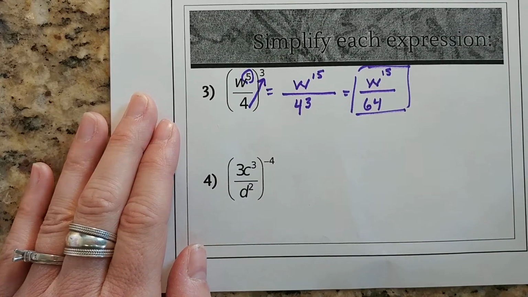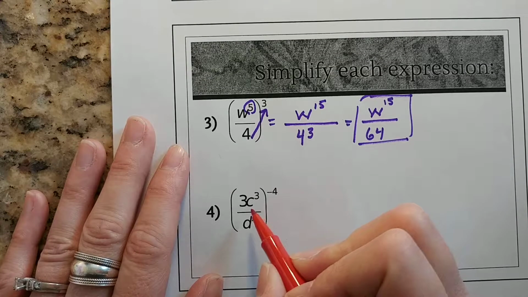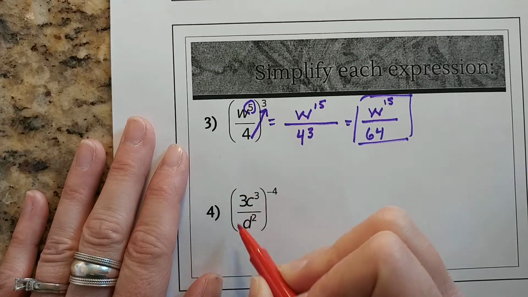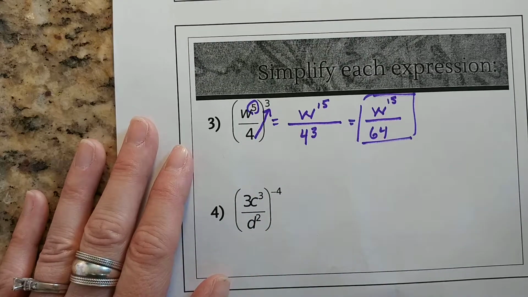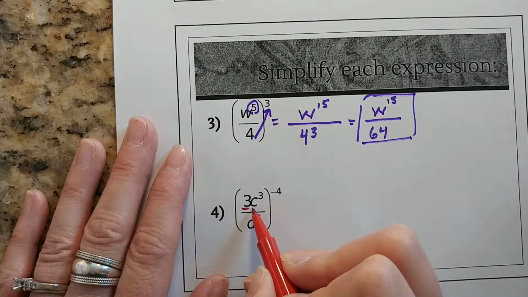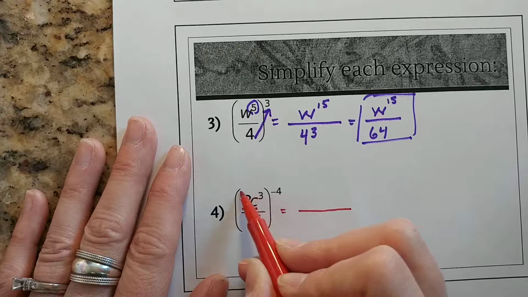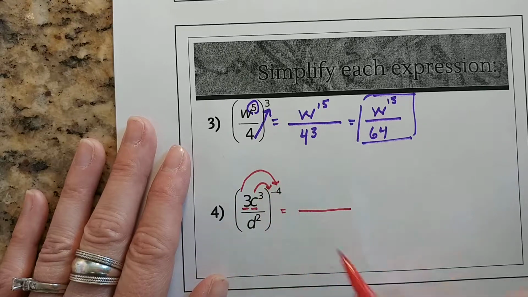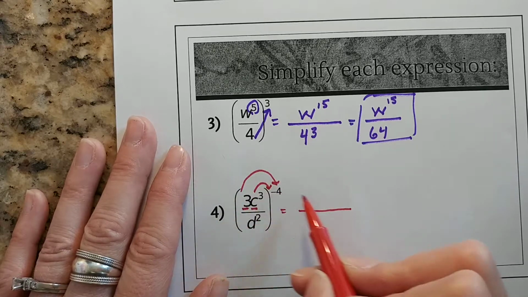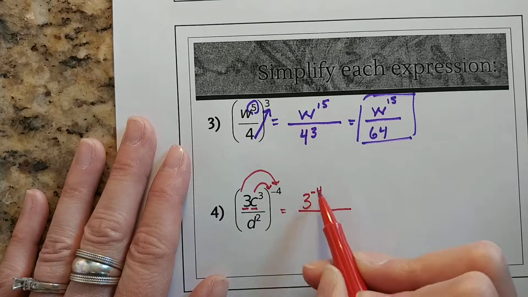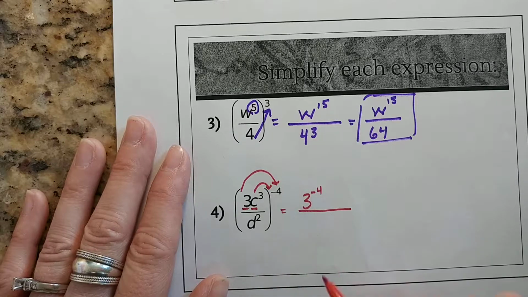All right, let's take a look at what we have here. Everything inside of this parenthesis set is going to have to go up to the negative 4th power. Do you see in the numerator that there's 2 factors? Both of those factors are going to have to shoot up here to the negative 4th power. 3 to the negative 4th. Remember, don't evaluate that. You can't because of the negative exponent.